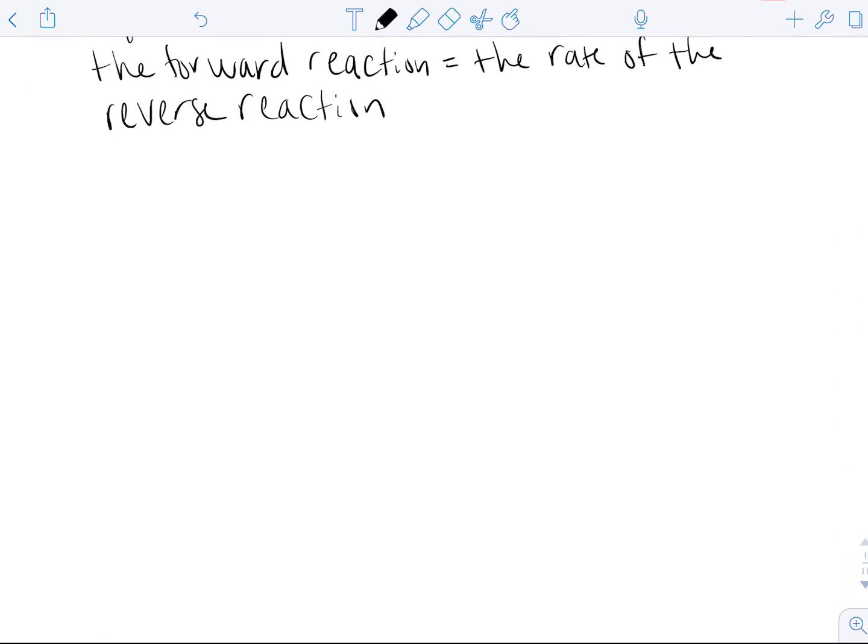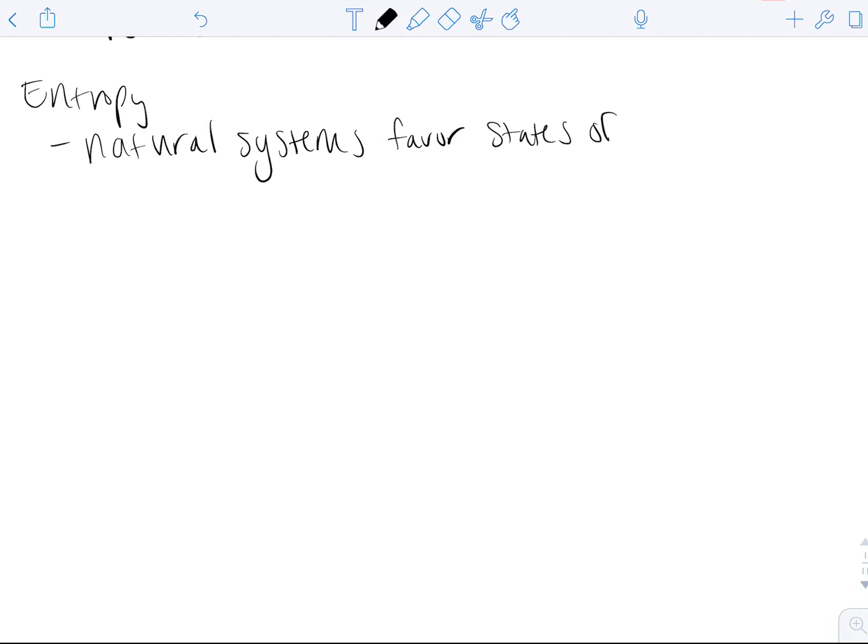So, let's start out with entropy. So our randomness or disorder. Entropy itself, natural systems are going to favor entropy. You can say that the universe is always trending towards greater entropy. Now, how this comes into solutions and mixtures is that mixtures are going to have greater disorder or randomness than pure substances.